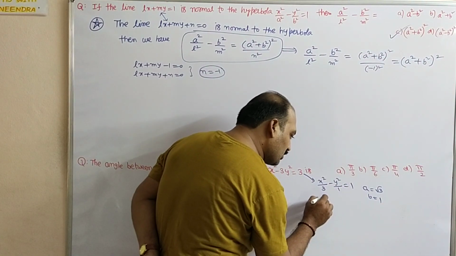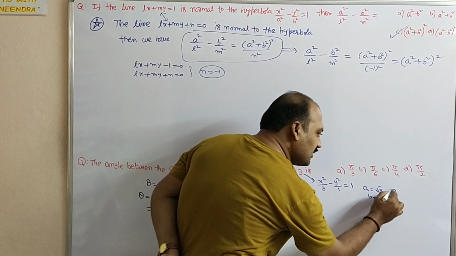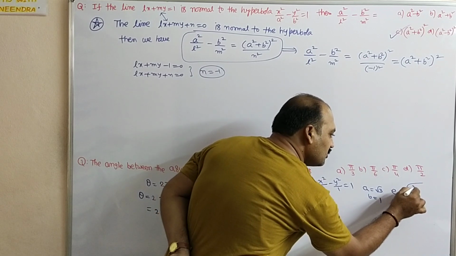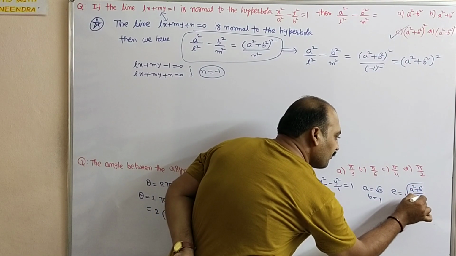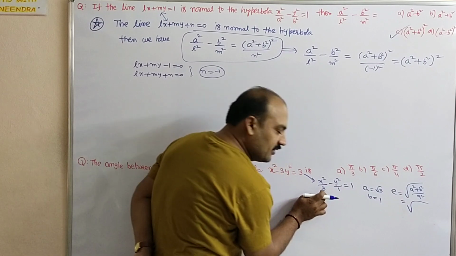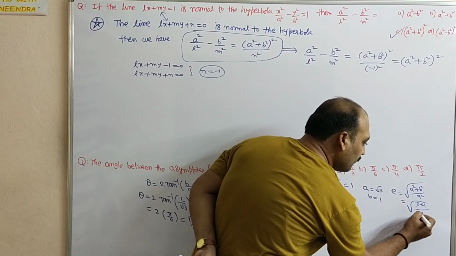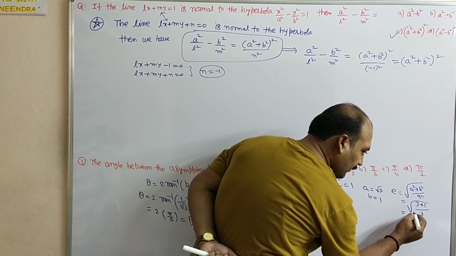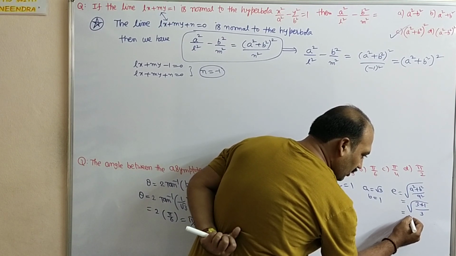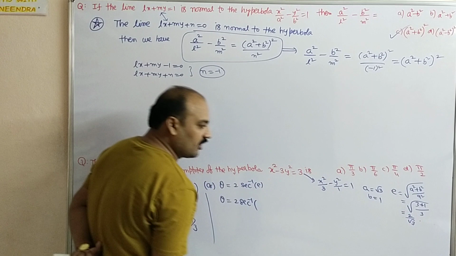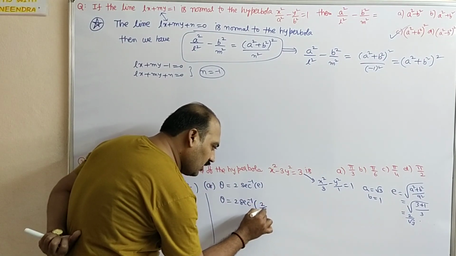we know that now. So this is a square, this is b square. Eccentricity E equals root over a square plus b square by a square. So root of a square means 3 plus 1 divided by a square, which is 3. So root 4 by 3, that means 2 by root 3. Eccentricity value 2 by root 3.